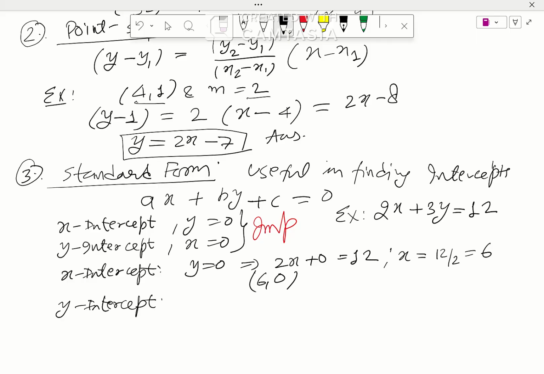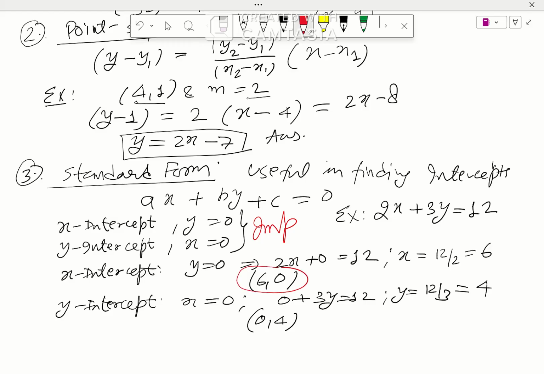How to find the y-intercept? We just plug x is equal to 0 in the equation. That will give us 0 plus 3y is equal to 12, or y is equal to 12 by 3, which is going to be equal to 4. So the point is 0, 4. So we are able to find this is the point where the line crosses the x-axis, or x-intercept, and this is the y-intercept.